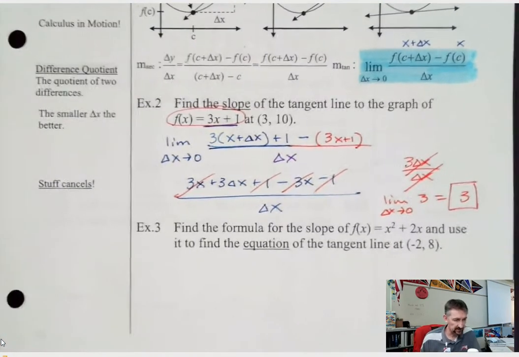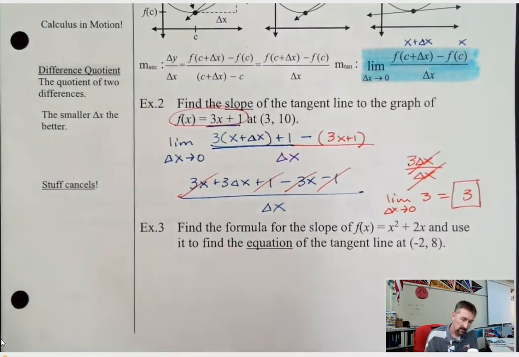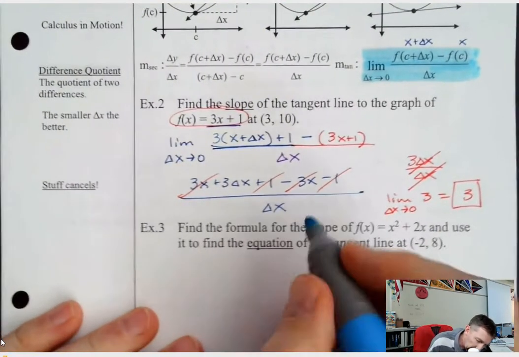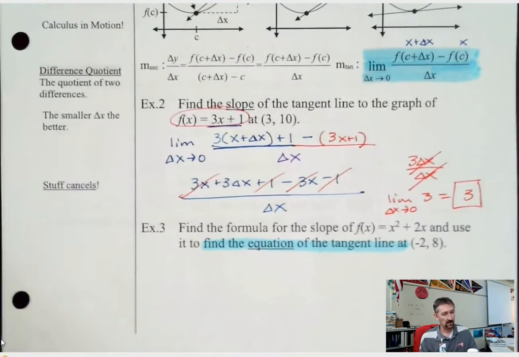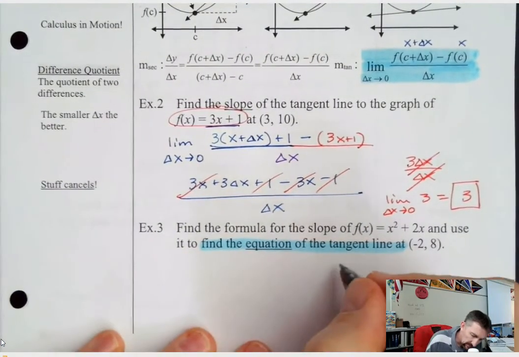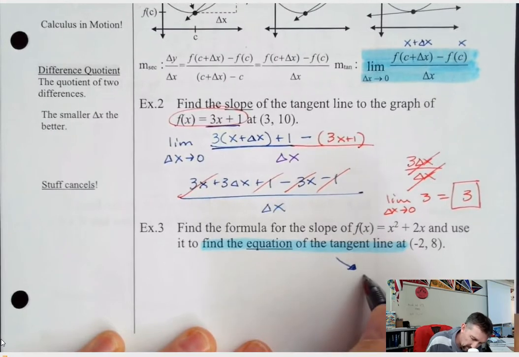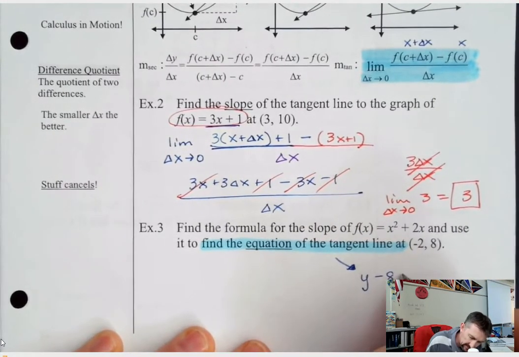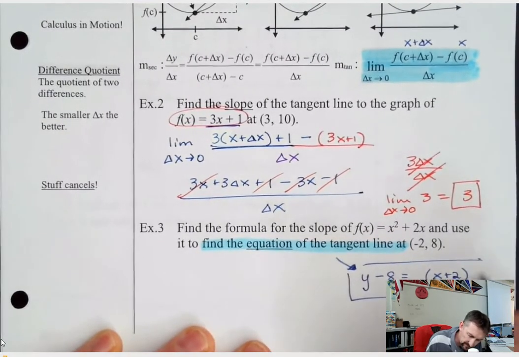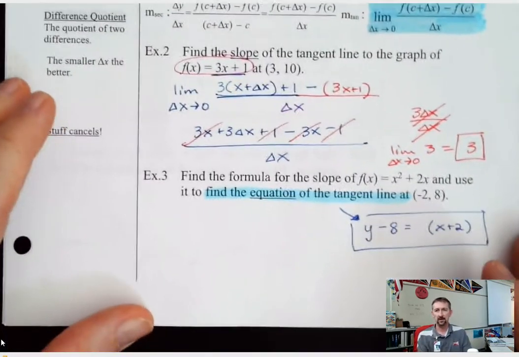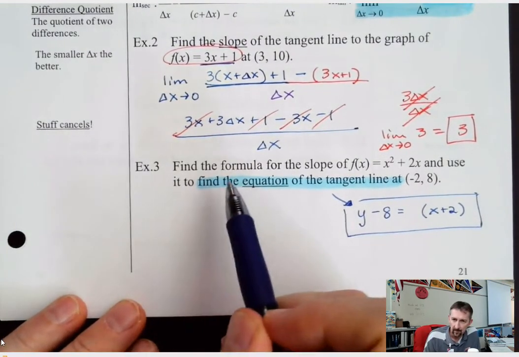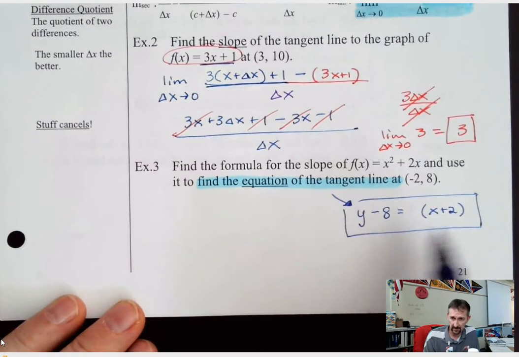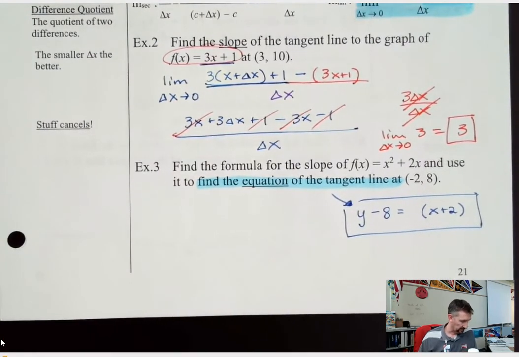So, there's a couple things going on here. Now, when you see a problem and it says find the equation of the tangent line, I want you to immediately start writing down point-slope form. So that's going to be y minus y1 equals the slope times x minus x1. So I want you to do that immediately when you see that in a question. This automatically goes to this.